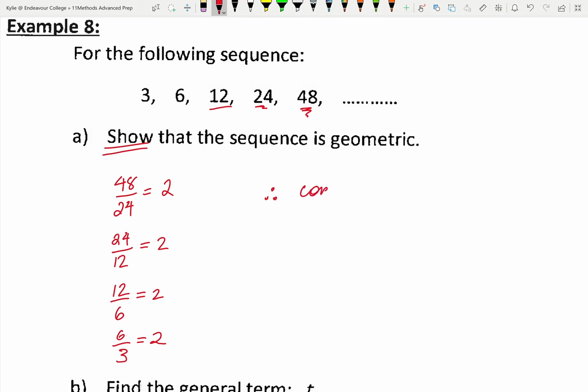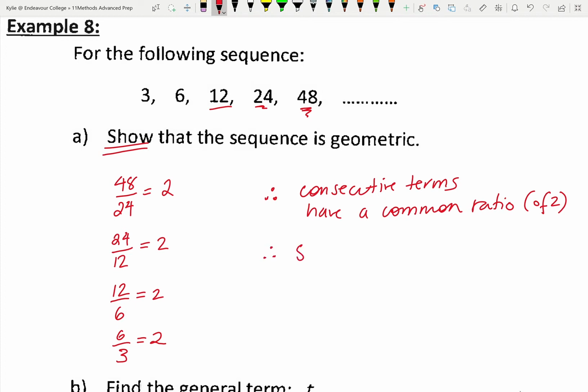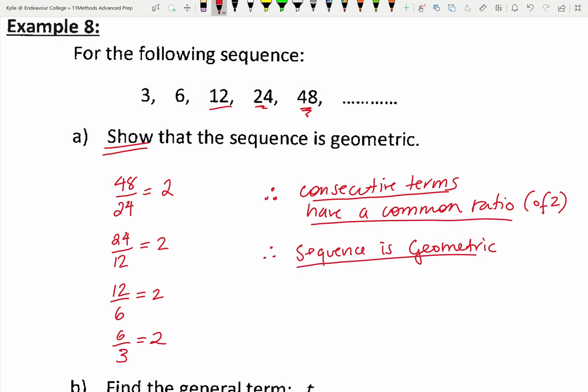Therefore, consecutive terms have a common ratio. It happens that the common ratio is 2, but it doesn't have to be 2, obviously. Therefore, the sequence is geometric. You need to show the common ratio, make a statement about the fact that consecutive terms have a common ratio, and then you can conclude that the sequence is geometric.